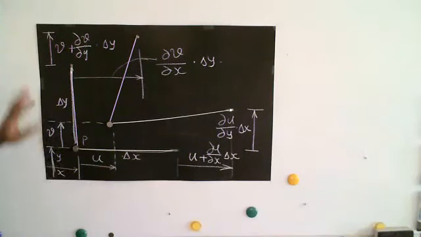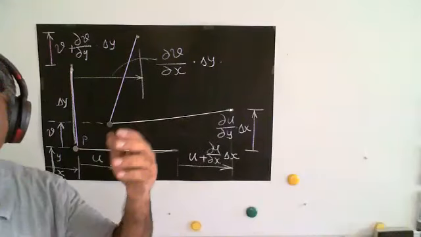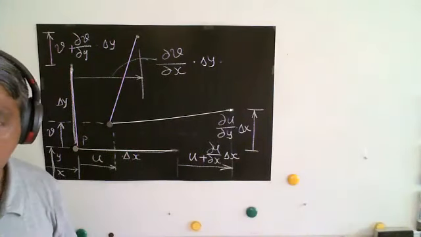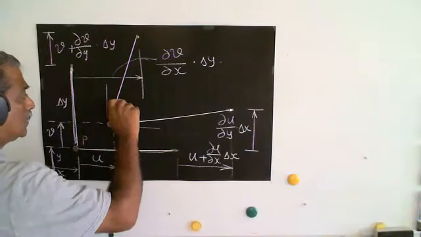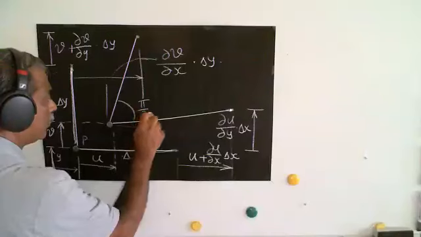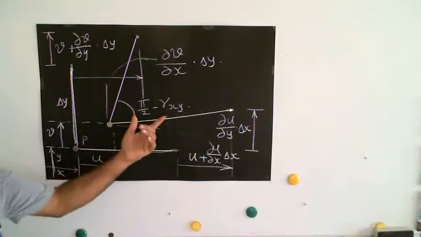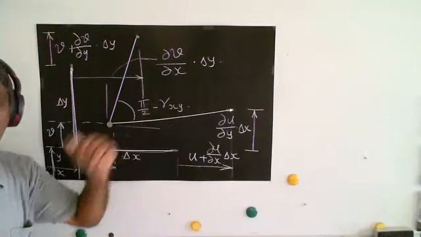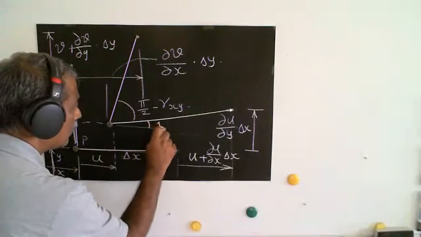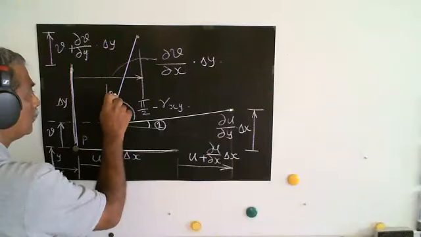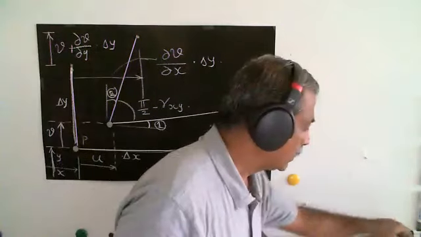Now, is this enough for me to find out what would be epsilon XX, epsilon YY, and gamma XY? That's the question we are asking. What is gamma XY? The change in the angle, right? This is the angle which was initially pi by 2. Now it has changed, and therefore this is the angle that I'm trying to find out, from which I can find out gamma XY. In essence, it is nothing but this plus this, right? So let's go on to find out what it is.